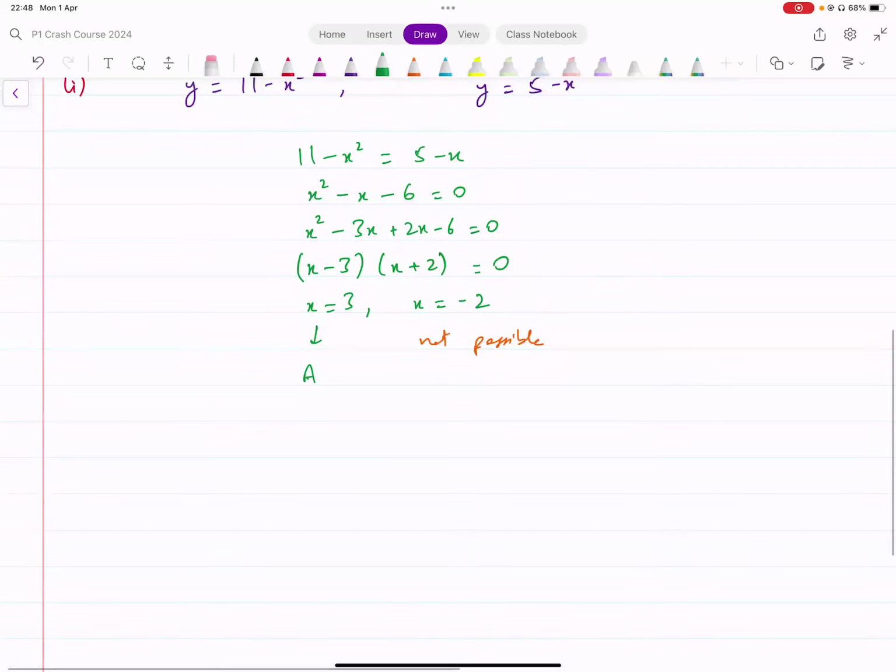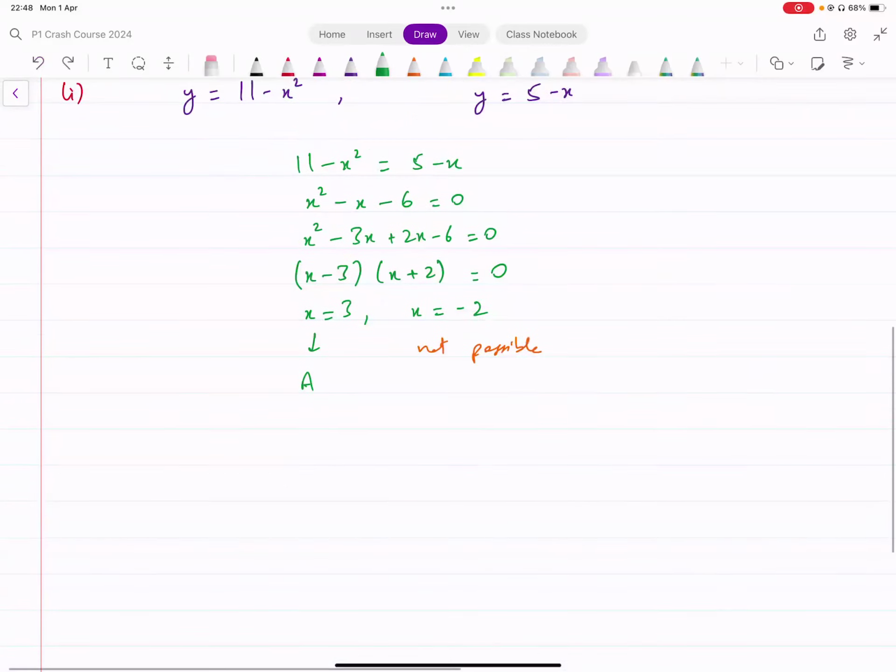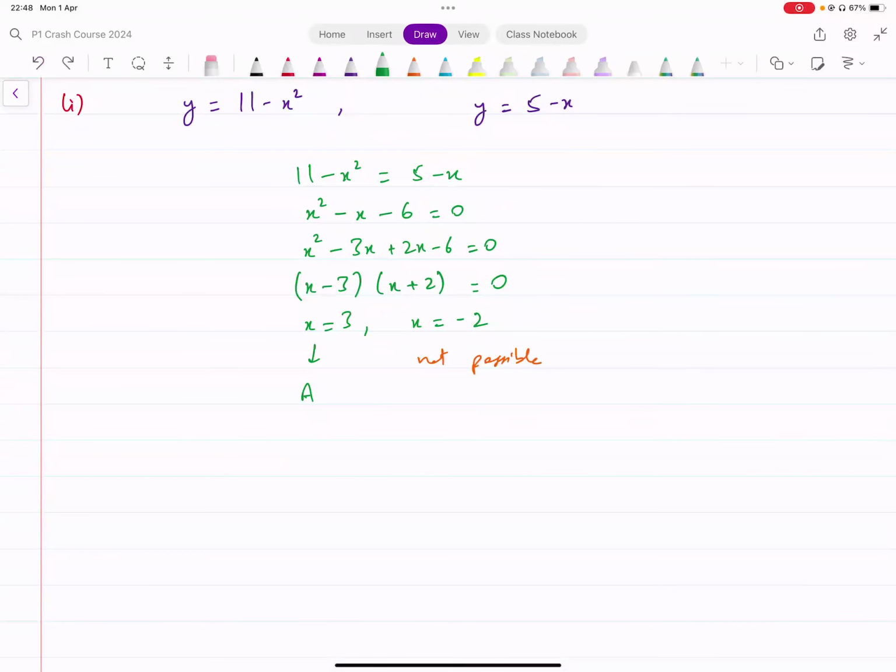Now, what about the corresponding y coordinate? We could put this value back in any of these two functions. Putting this in the linear function is easier. Let's just put that here. y equals 5 minus x. That means 5 minus 3. The value of y turns out to be 2.